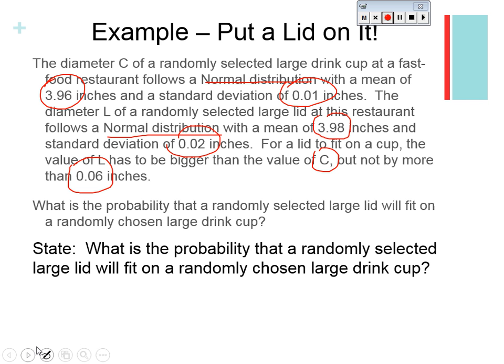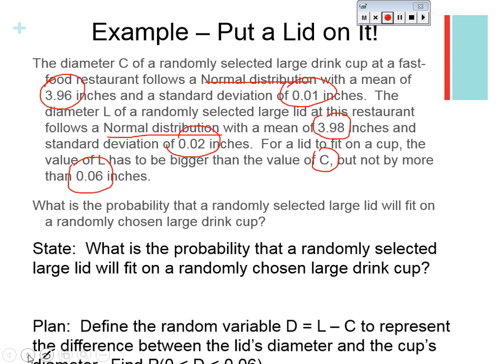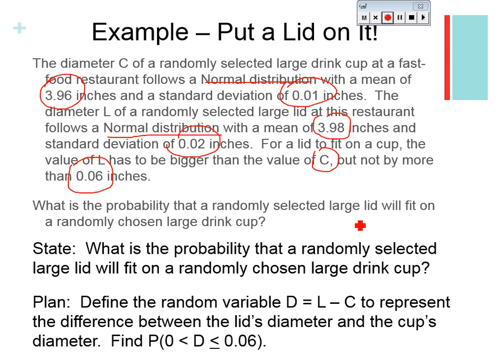So remember, the state part, you're just restating what the question is asking you to do. The plan here is we're going to define the random variable D as the difference between the sizes of the diameters in the lid and the cup, and we're going to represent that by finding the probability that the difference in their sizes is somewhere from 0 up to 0.06 inches there.